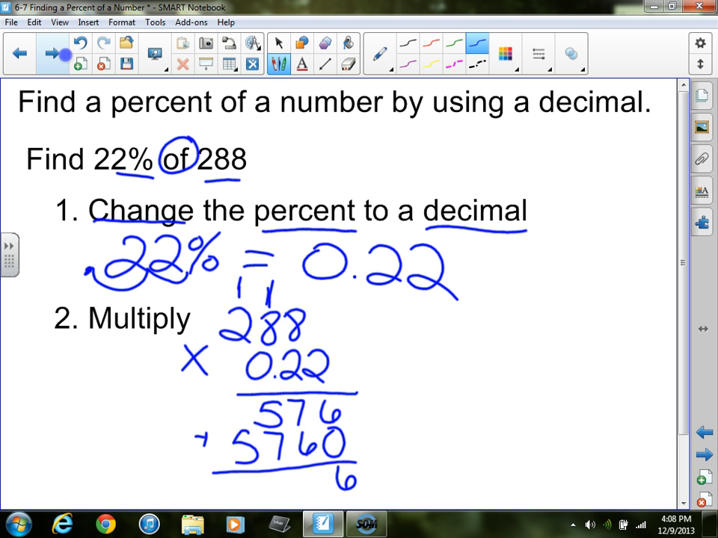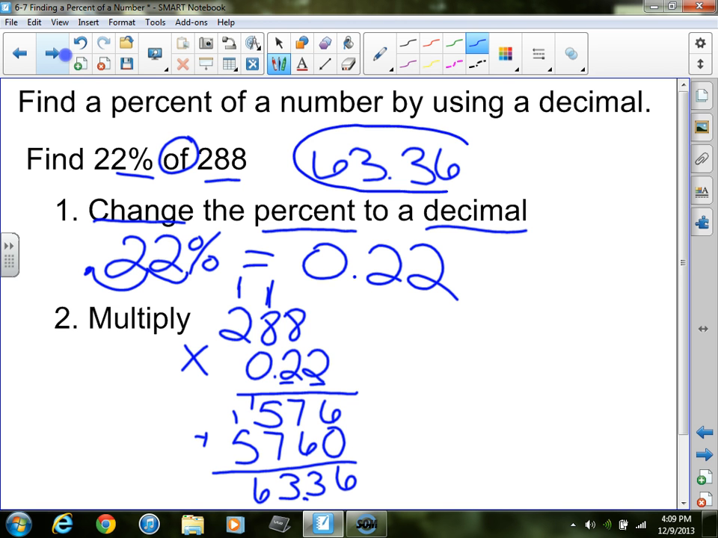Add them together. That would be 13 and 6. Now I need to look at my decimal. 2 numbers behind the decimal place, so I need 2 numbers behind the decimal in the answer. So that means 22% of 288 is 63 and 36 hundredths.